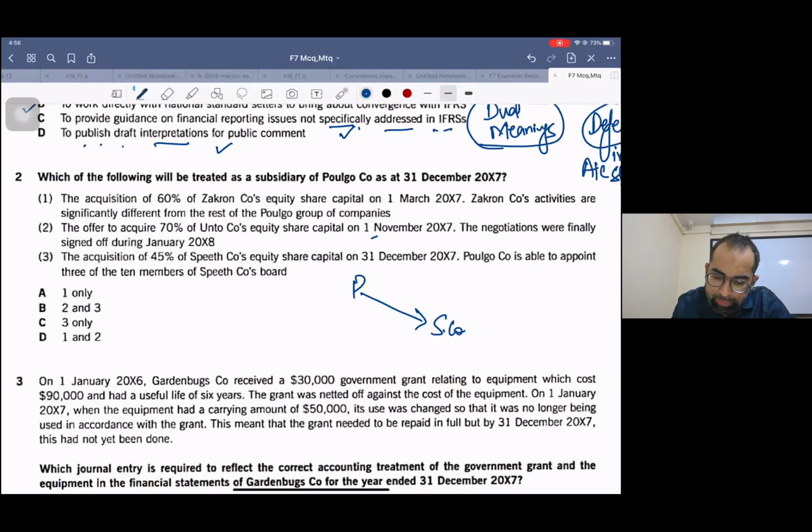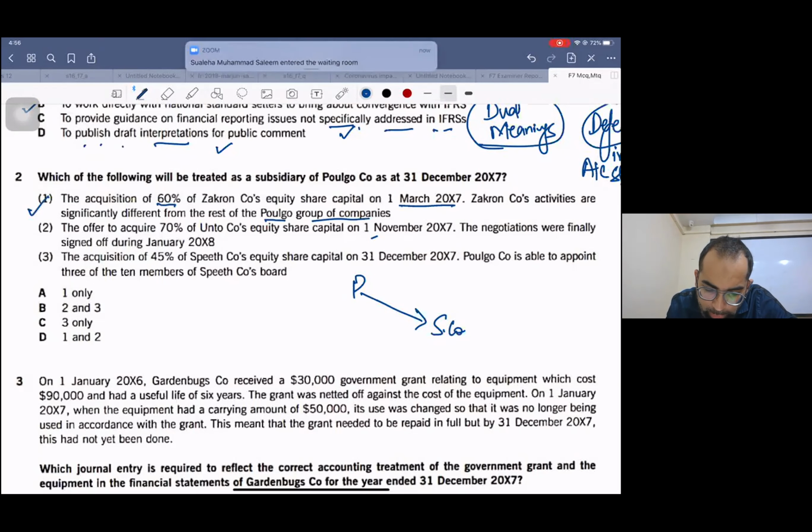There is no exemption. Which of the following will be treated as a subsidiary? The acquisition of 60%. Yes, 60% is 50% plus, so if the examiner is silent, it's deemed control. 60% of Zacron's equity share capital on 1st March. Zacron's activities are significantly different from the rest of the Polgo group of companies. No issue. Whatever the subsidiary is doing and whatever the parent company is doing, now there is no exemption. In the past there was an exemption. So point number 1 is correct. Yes, it's your subsidiary.